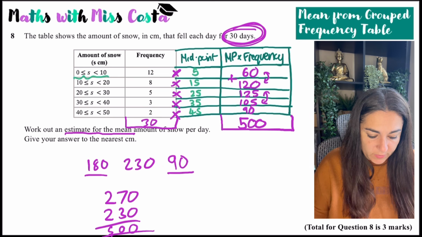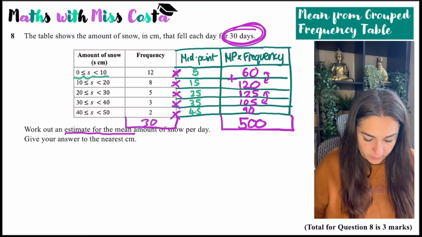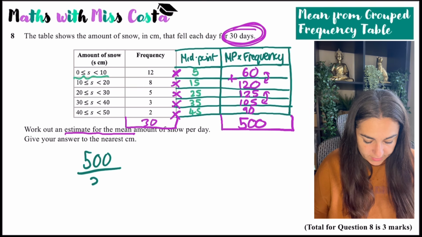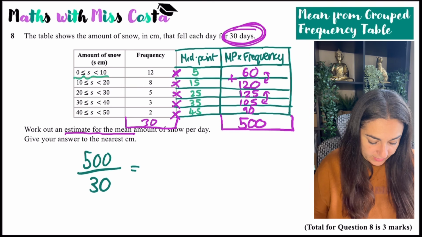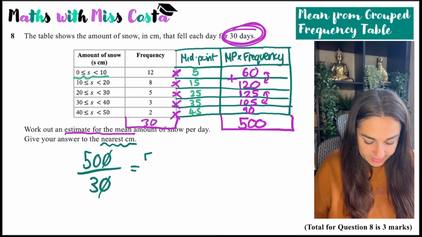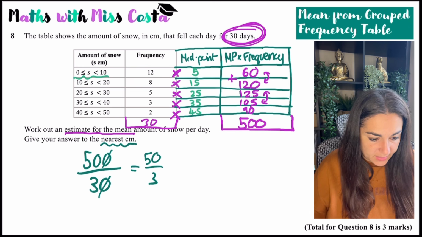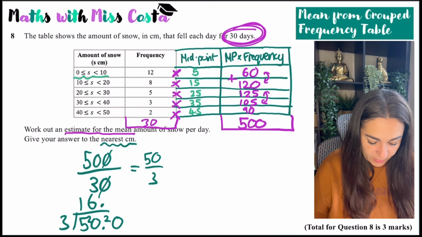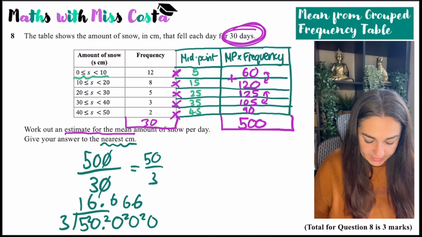So I'm going to do the large midpoint times frequency total, 500, divided by the frequency total, which is 30. And I need to give my answer to the nearest centimetre. So I'm going to simplify this as much as I can. Divide by 10 would become 50 divided by 3. Then I could just use short division. 3's into 5, go once, remainder 2, 3's into 20, go 6, remainder 2. So we're going to end up with a recurring decimal. That will be 6 recurring because it would keep on being 2 and I'll keep on getting 6.